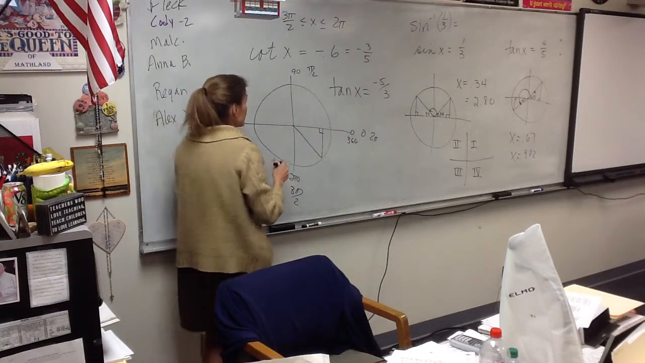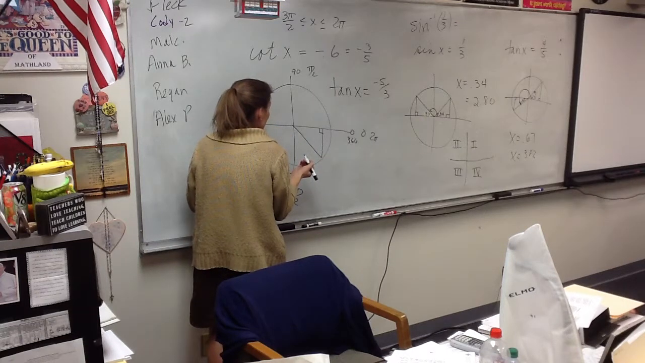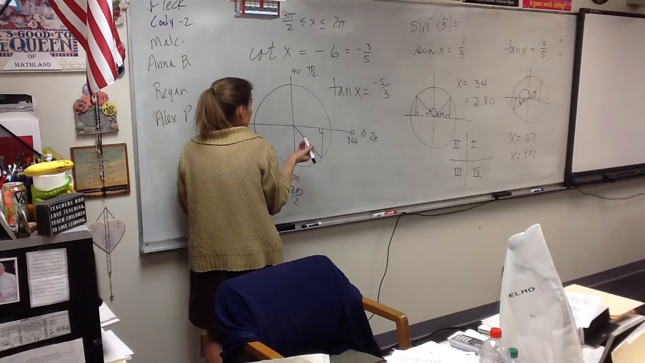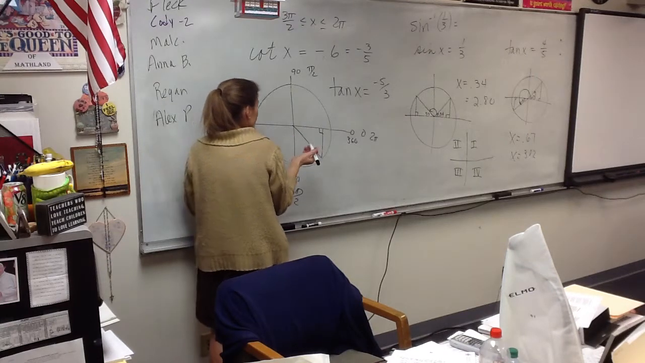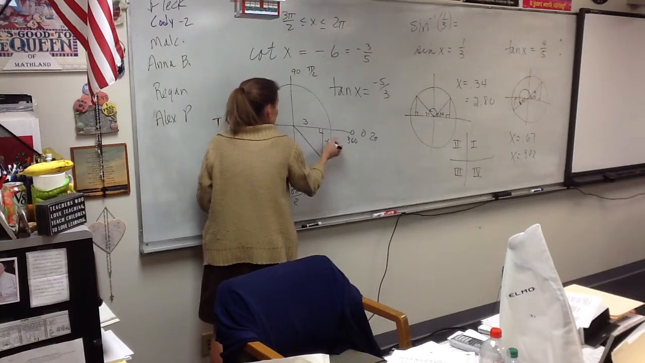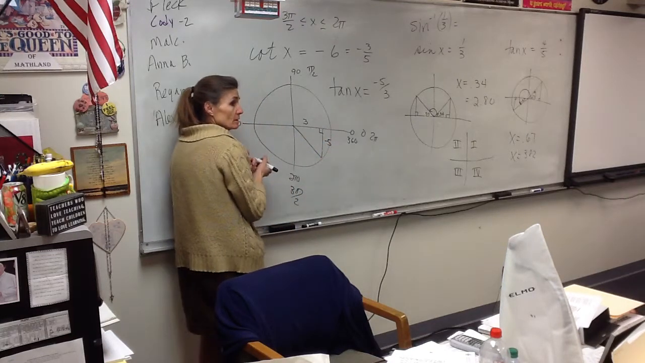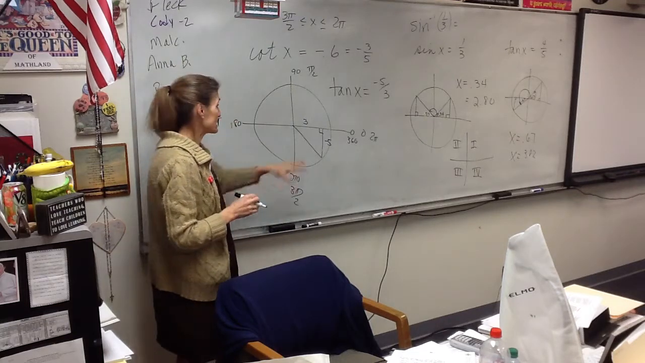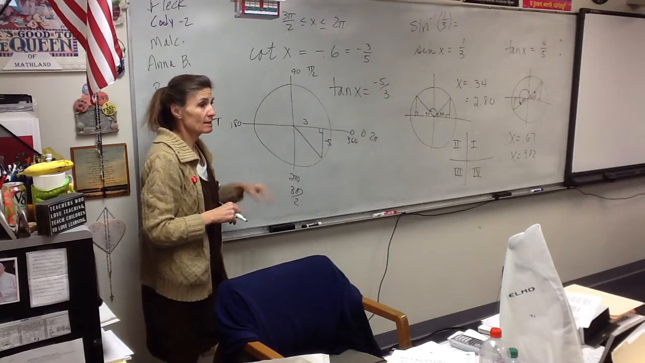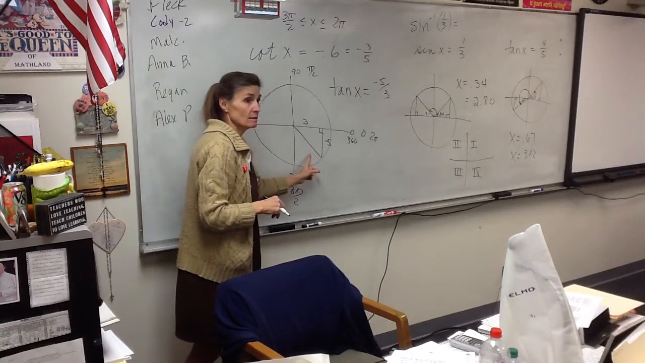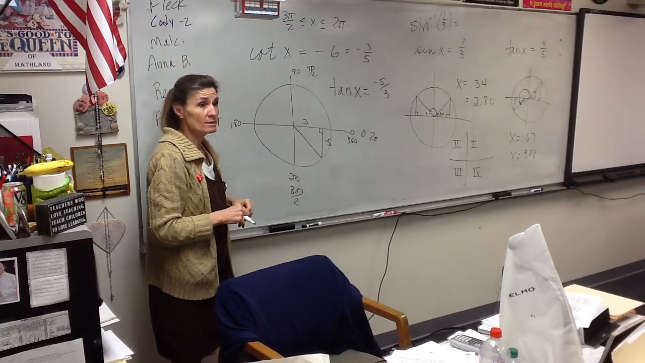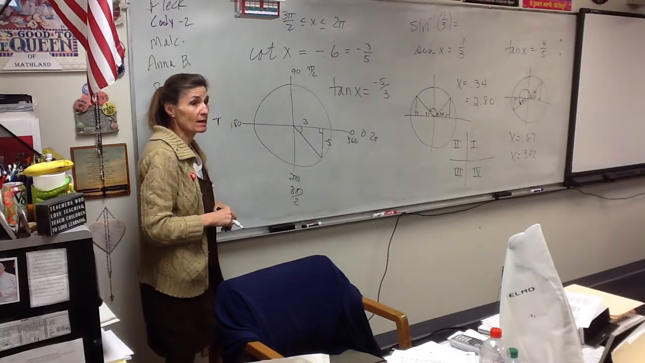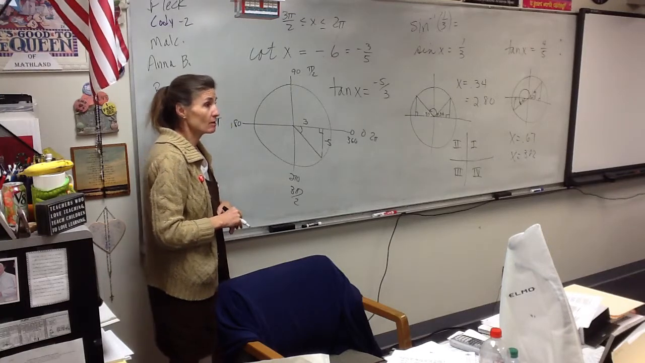So let's look at this. Negative 5/3, that's a tangent. So where am I going to put the 5 and the 3? 3 is the x, so that's negative 5. Okay, I'm in trouble. Is that one of my special triangles? No. Your job is to find this angle right here, so you're going to have to use a calculator.